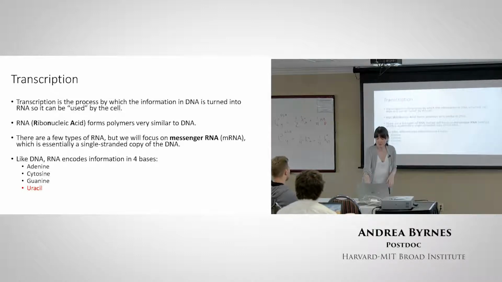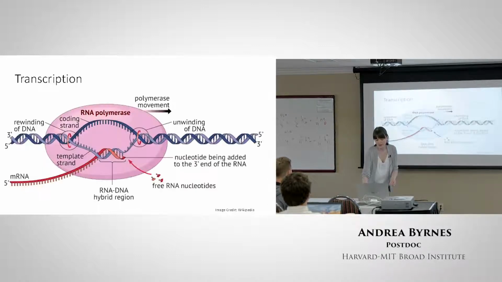There are a few types of RNA. We're going to talk primarily about messenger RNA. The other two will come in later, but they're really not nearly as interesting. And so that's essentially a single-stranded copy of the DNA, and that also has 4 bases, but because it's molecularly a little bit different, thymine gets replaced with uracil, which is a very similar molecule, but that's abbreviated U.